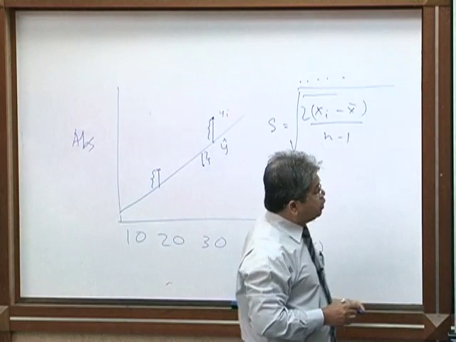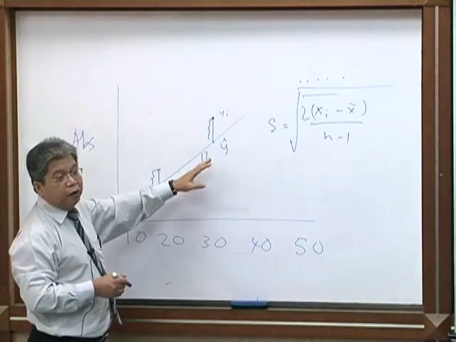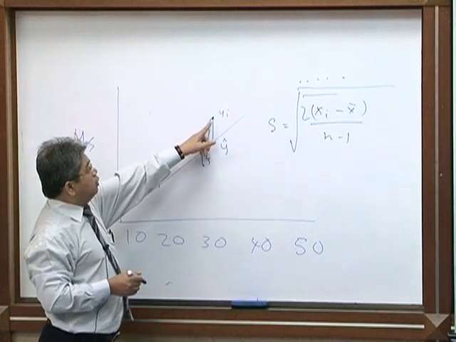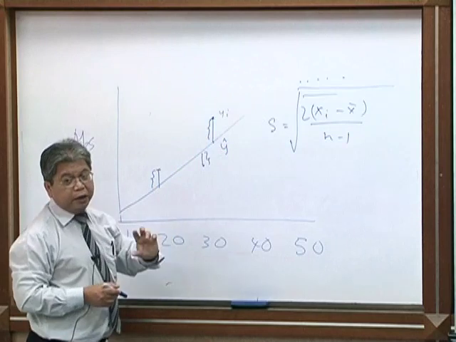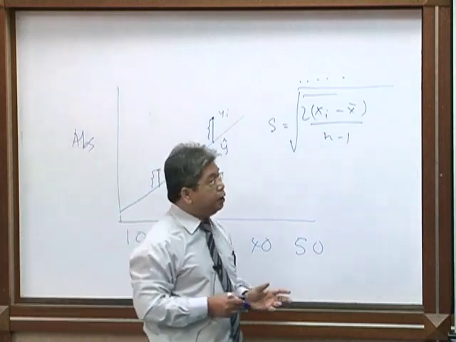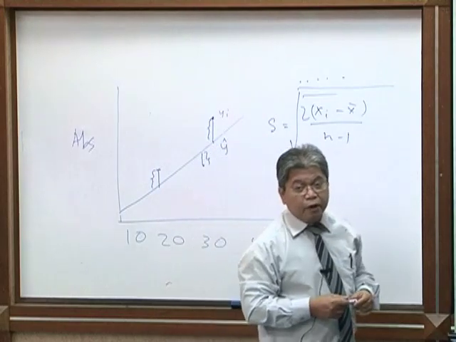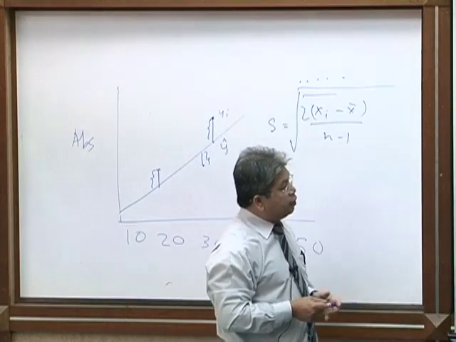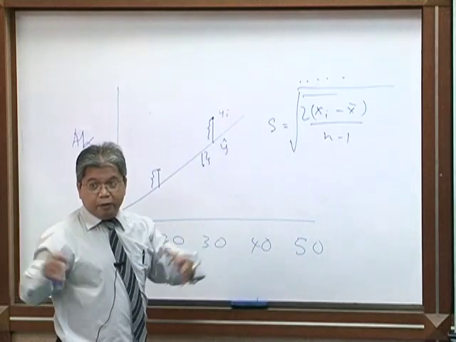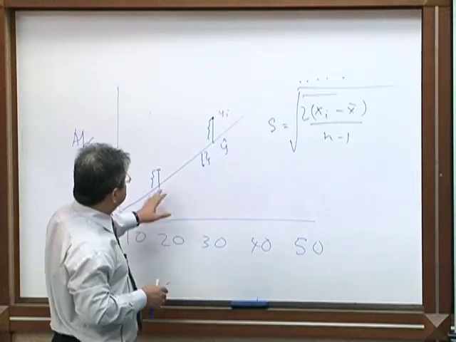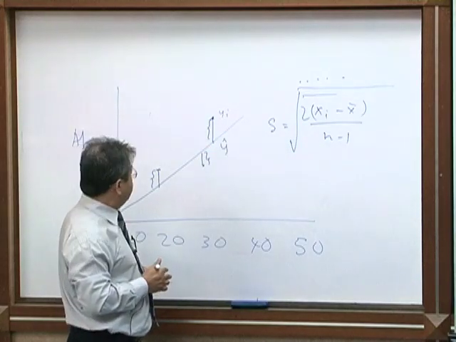So this term can be used to indicate how precise your line is. How close are the points to the line? If we have a small standard error, it means that all the points are very close to the line. Whereas if we have a large standard error value, it means that the points are spread out, not close enough to the regression line.